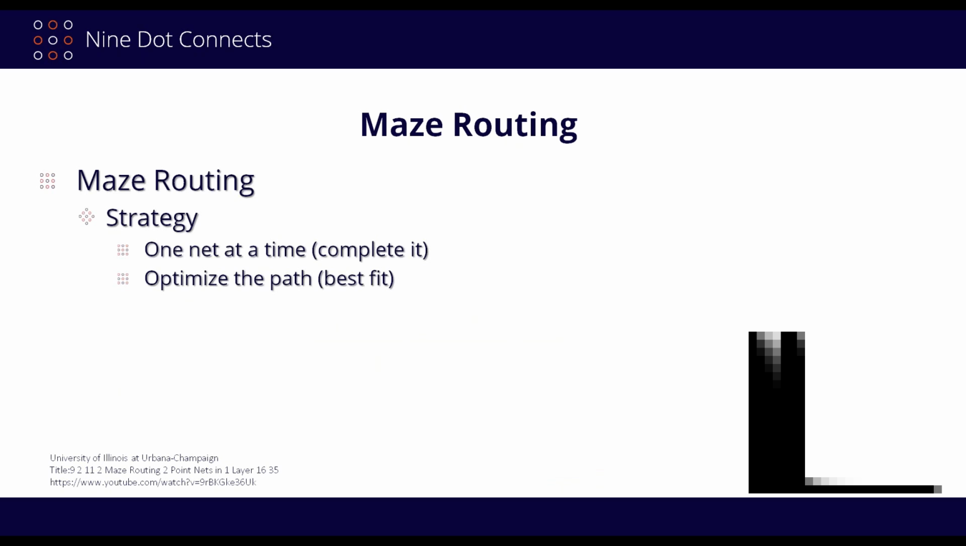What's the initial strategy before we actually look at an example of it? The strategy of it is one net at a time. It's like, let's get this thing routed. And secondly, let's route this optimally. Let's find the shortest path possible.